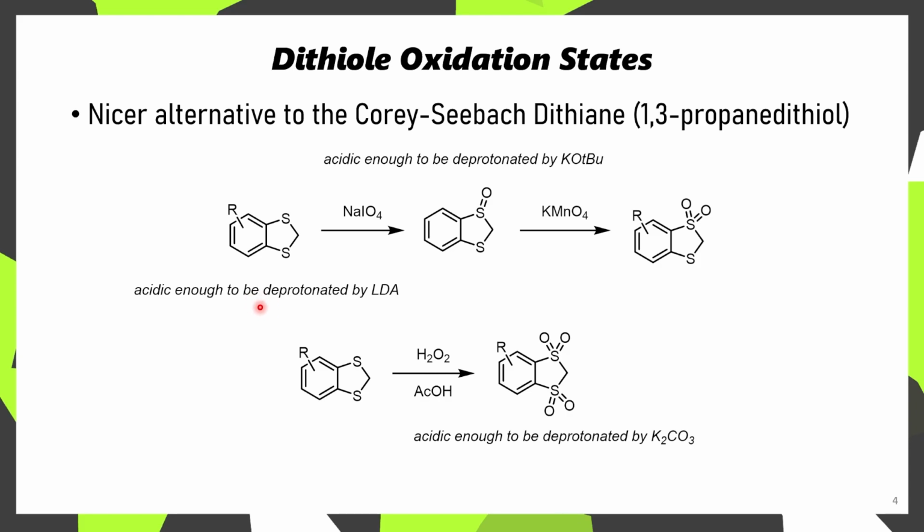This initially can just be deprotonated using LDA or n-BuLi, as I said. However, the sulfoxide can be deprotonated using potassium tert-butoxide. But if we get to the bis-sulfone, we can start alkylating using potassium carbonate, which is every chemist's favorite base because it's so mild.